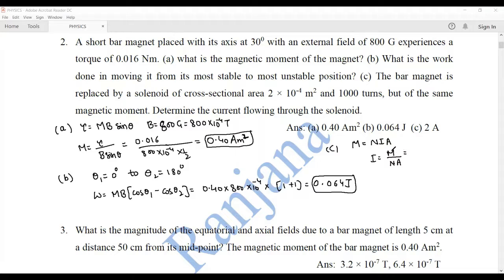The same dipole moment, that is 0.40 ampere meter square, and the number of turns given over here are 1000 and the cross-sectional area given here is 2 into 10 raised to the power minus 4 meter square. So on simplifying, we get the answer to be 2 amperes.